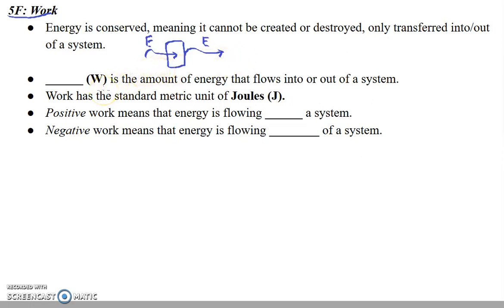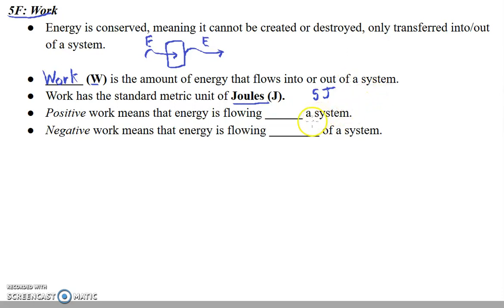So the name for this transfer of energy into or out of a system is called work. And it has the symbol W. That's its variable name. So work is actually that energy that's flowing in or out of a system. Work has the standard metric unit of joules. So again, you'll see like 5J for 5 joules, or like 10J for 10 joules. It has the same units as any type of energy because it really is just the transfer of energy.